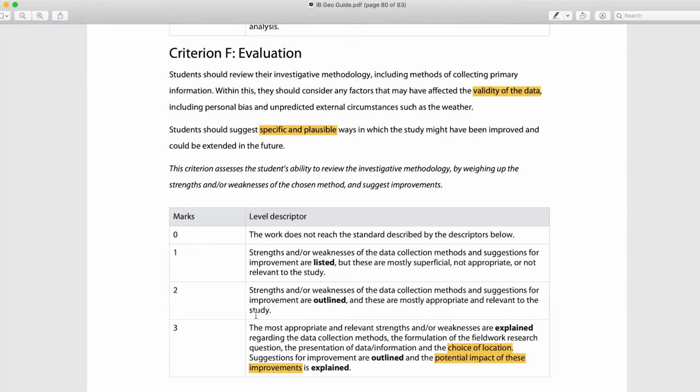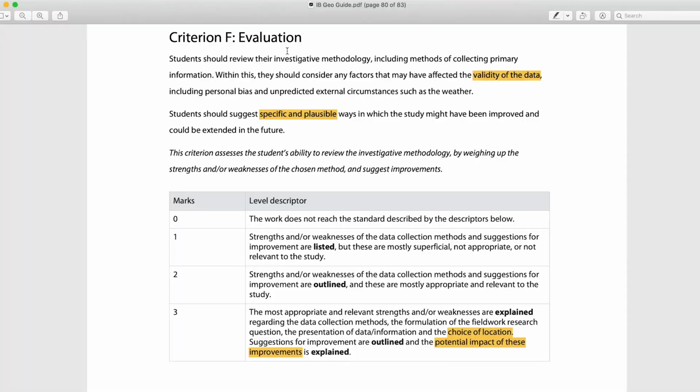Now, this is the one thing I definitely think can really be improved. And the evaluation is critical, and it's worth another 3 marks. 3 marks is a lot, especially in this IA when it's only out of 25. So let's look at this. In the evaluation, you want to be talking about the validity of the data, the specific and plausible ways in which the study might have been improved and could be extended. Now, keywords, specific and plausible.